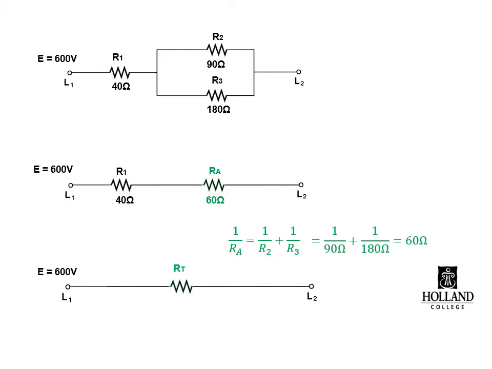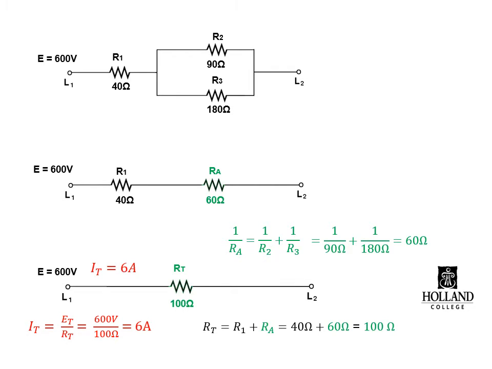That'll leave us with just one, RT. I called it RT because it's the total. There's nothing else left. RT comes from R1 and RA in series, which gives us 100 ohms. Since we have 600 volts, that's going to give us a current of 6 amps. Now we can work our way back. And if we only made one change at a time, it's quite easy to only perform one set of calculations at a time.